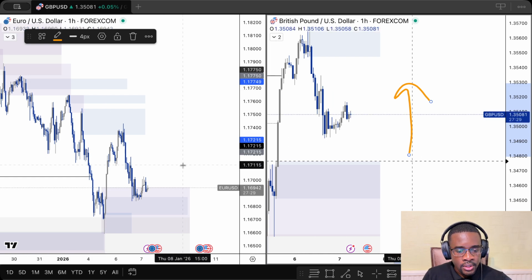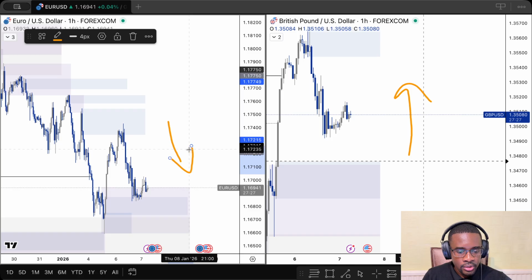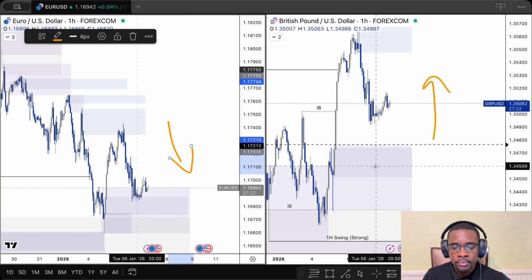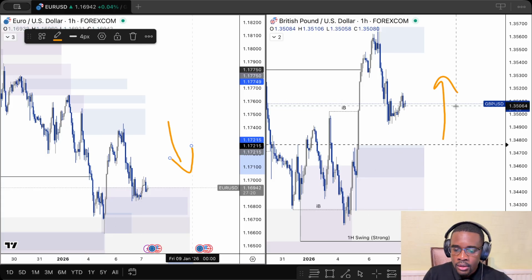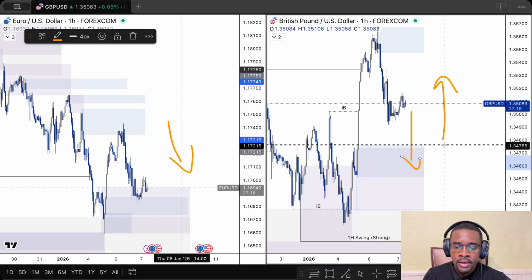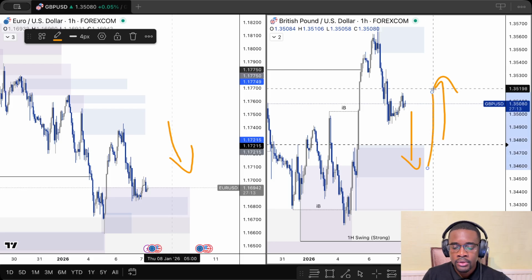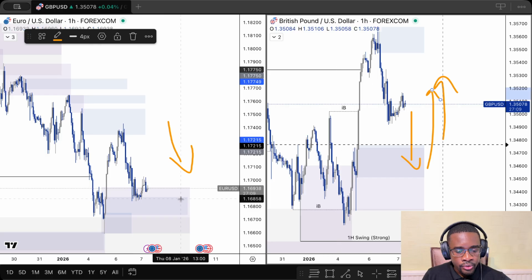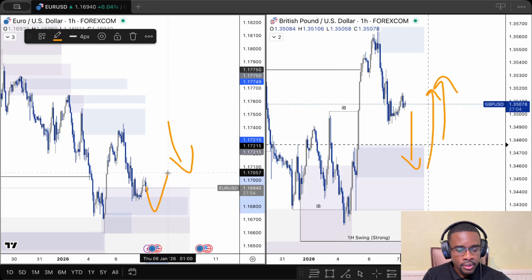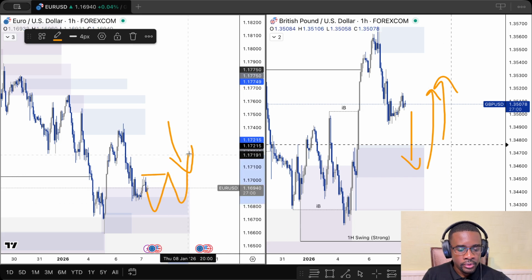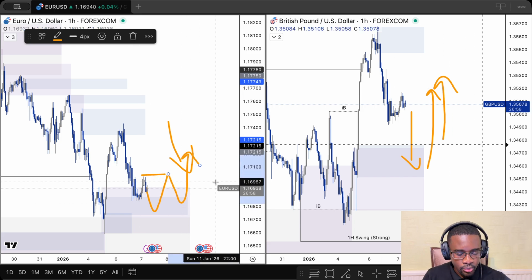On the Euro USD, it's somewhat bearish currently on the 1-hour and on the 4-hour. On the pound, we are bullish. So on the pound, we could wait for mitigation of that POI and then look to go long. On the euro, we probably need to wait until we've had a bullish break of structure, and then we start looking for longs at that point.